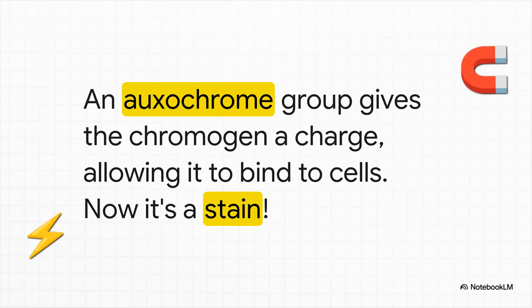See, just having color isn't enough. If you just pour it on, it'll wash right off. The chromophore needs a way to stick to the cell. And that's where the third piece of the puzzle comes in, the auxochrome. This little guy gives the molecule an electrical charge, kind of like a magnet. This charge is what lets it bind to parts of the cell. And just like that, you've got a working stain.